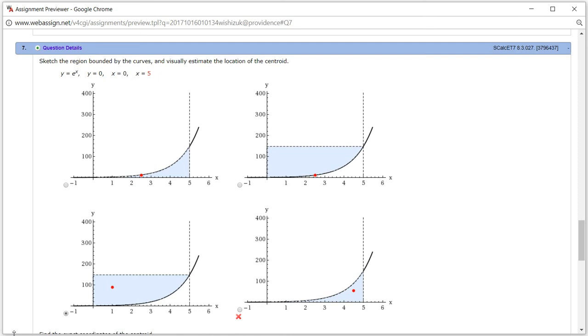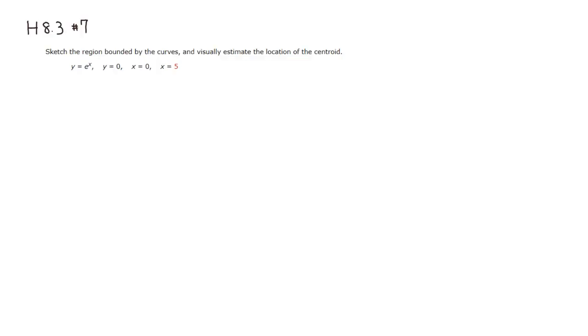Let's look at homework 8.3, problem number 7. We want to find the centroid of this given region. So let's do that. Let's just sketch the picture first.